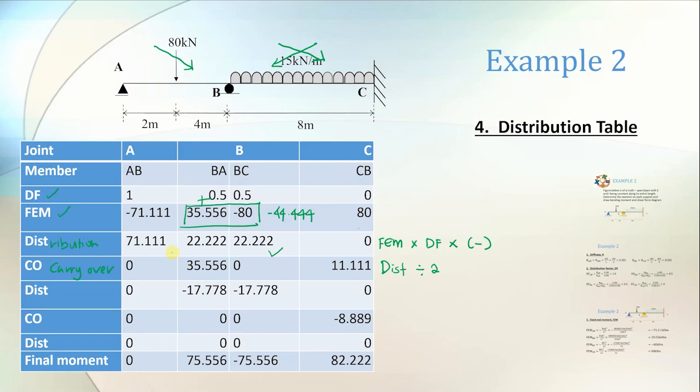For distribution here, you boleh carry over. So when you carry over, you must remember to divide it by 2. So you divide by 2. For this one, you cannot carry over. Okay. BA, you cannot carry over to AB.